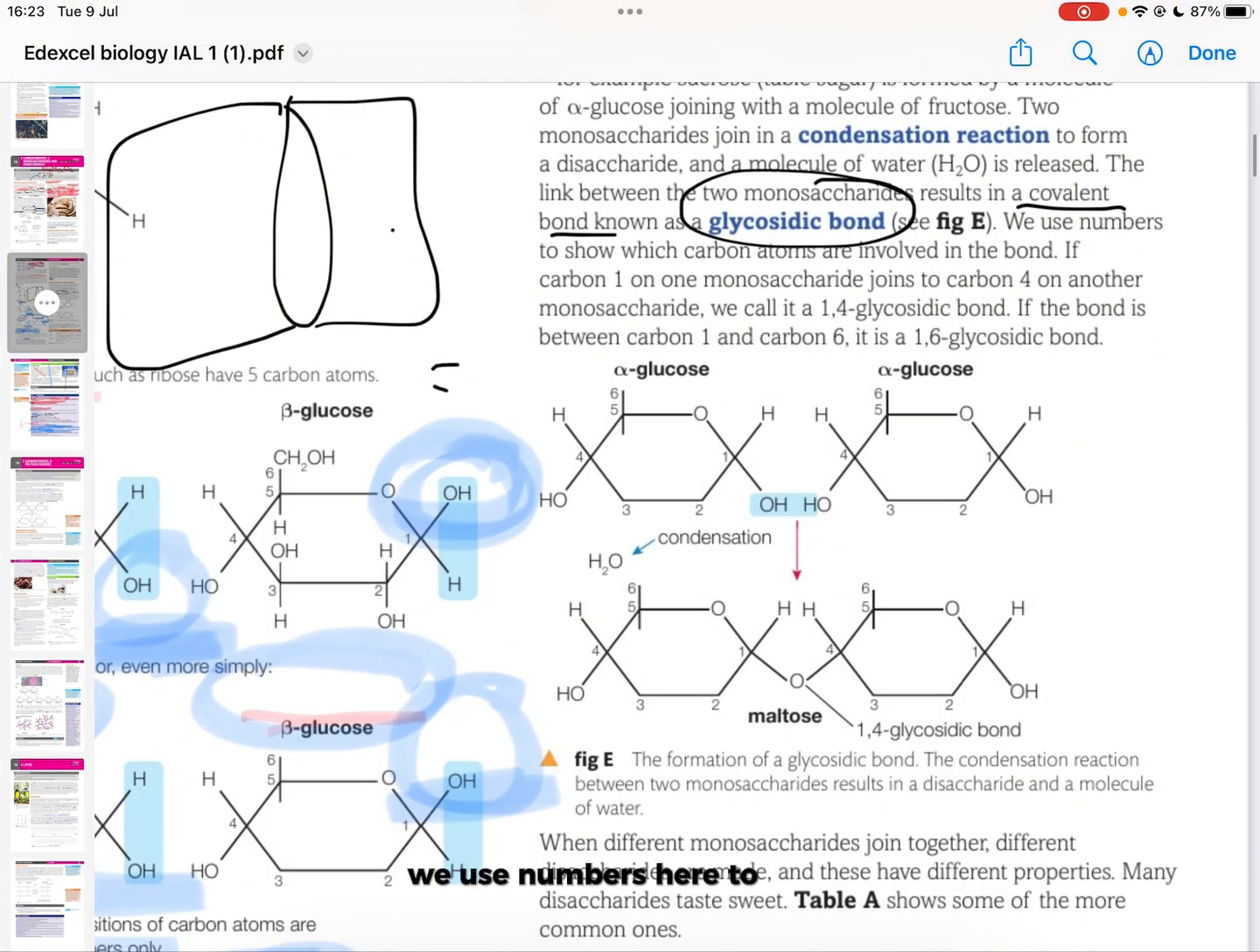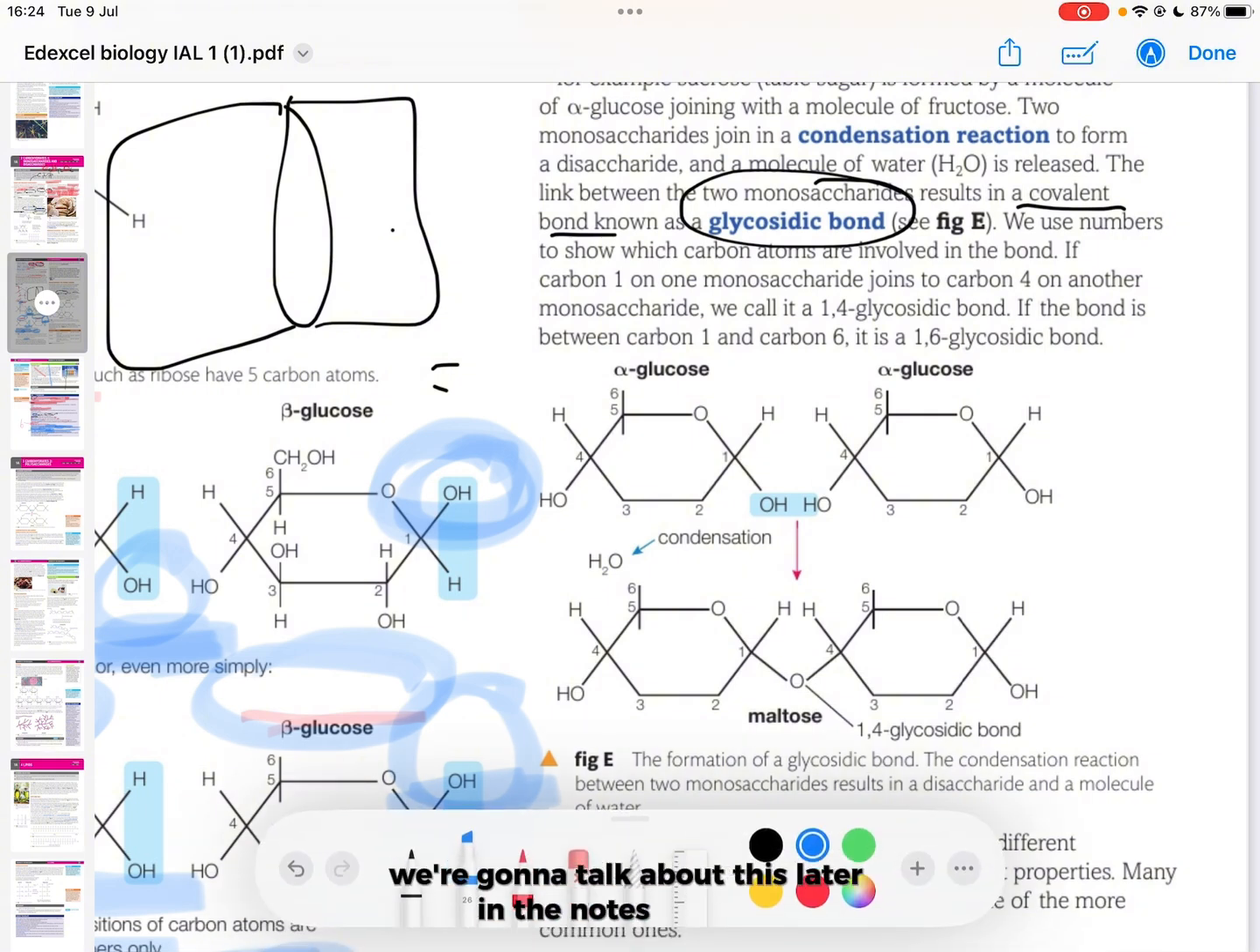We use numbers here to show which carbon atoms are involved in the bond. If carbon 1 on one monosaccharide is joined to carbon 4 on another monosaccharide, we call it a 1-4 glycosidic bond. If the bond is between carbon 1 and carbon 6, it's a 1,6 glycosidic bond. We're going to talk about this later in the notes video.